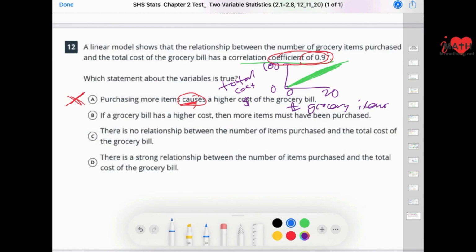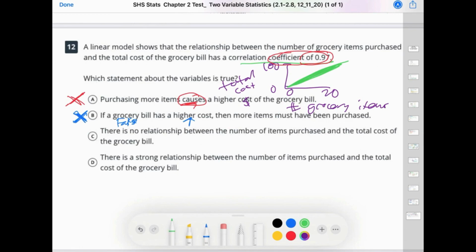B: If a grocery bill has a higher cost, then more items must have been purchased. That's a strong statement saying if then it must be this. I would say this one is false, because you might go to the grocery store like I did around Thanksgiving and steaks were crazy high. Just because you buy a lot of items doesn't mean that, or you buy lobster, that's not the case.